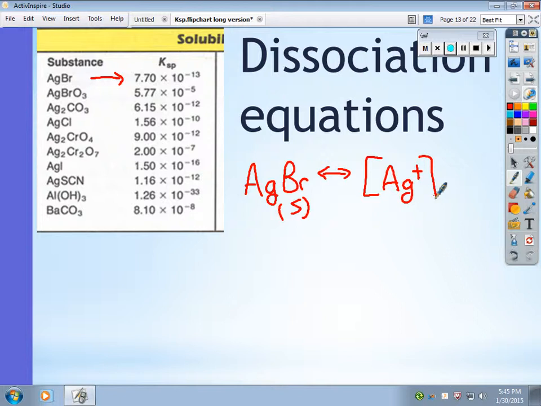I'm running equilibrium directions. Sorry. Okay, there you go. Sorry, I'm racing to get this done, guys. My bad. So here we go. I've got silver, and I've got bromide ions, and they're aqueous.